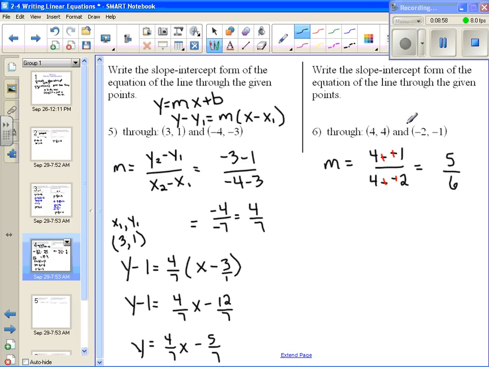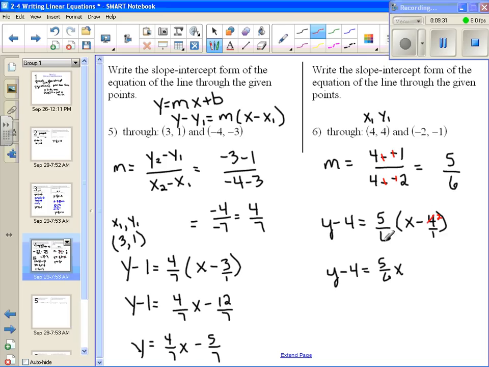So again, I can use either point. I'm going to use the 4, 4. So I'm going to have y minus 4 equals the slope times x minus 4. So I was using this as x1, y1. And then you just simplify it. So we have y minus 4 equals 5/6 x. I can do a little canceling here. So we have 5 times 2, so we're going to have -10 over 3.